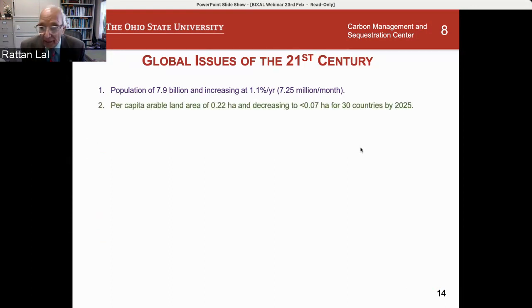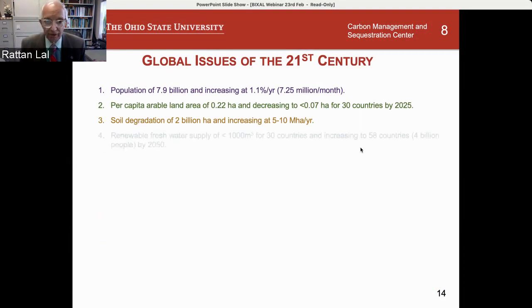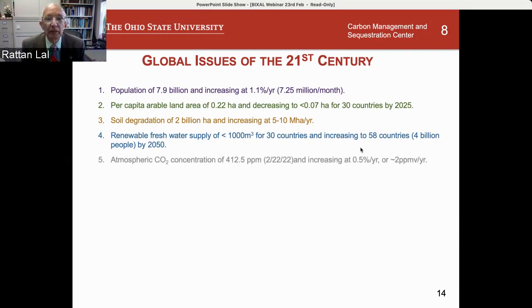Per capita arable land area, already 0.22 hectare, is decreasing to 0.07 hectare in 30 countries by 2025. Soil degradation, 2 billion hectare, is increasing somewhere between 5 to 10 million hectare per year. Renewable freshwater supply is less than 1,000 cubic meter per person in 30 countries, and the number of countries with water scarcity is increasing to 58, with 4 billion people affected by 2050.